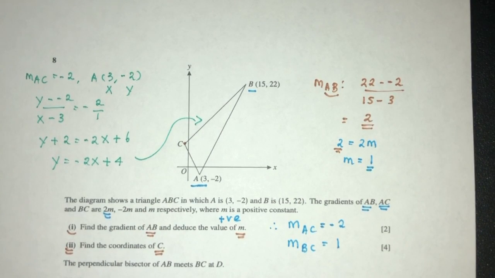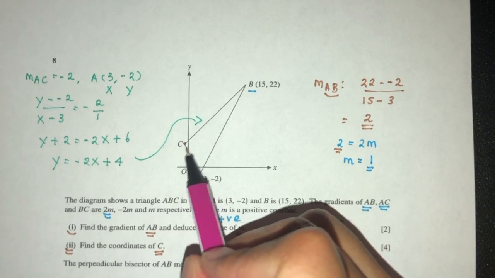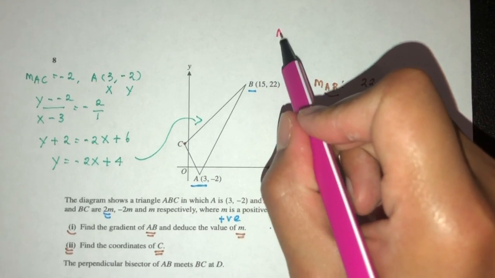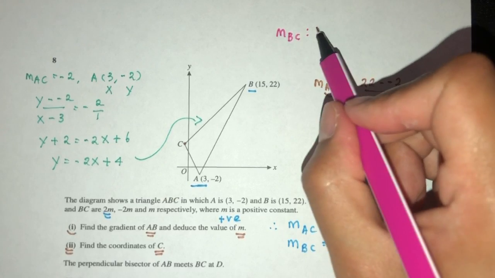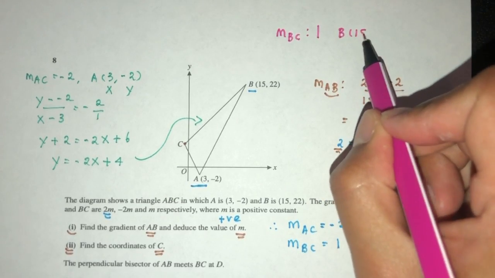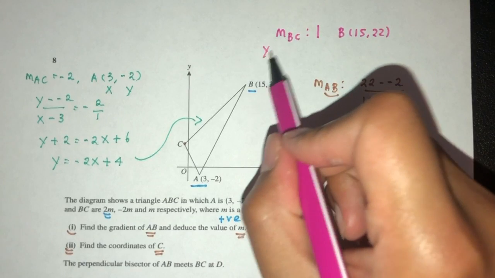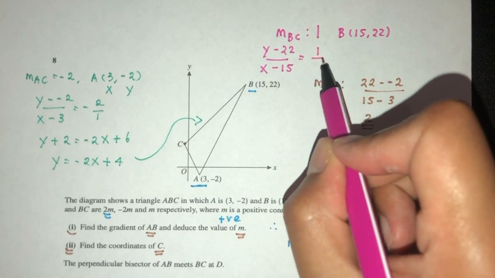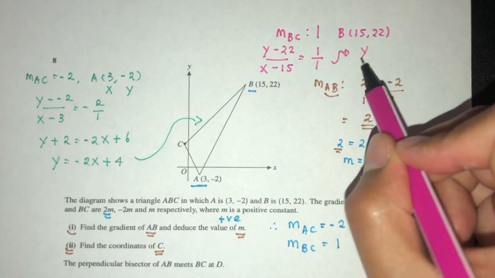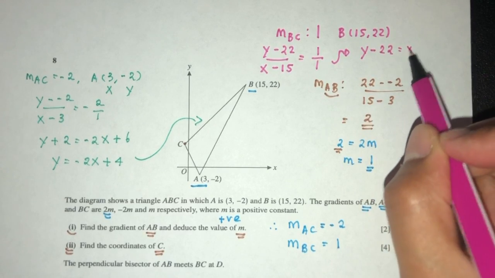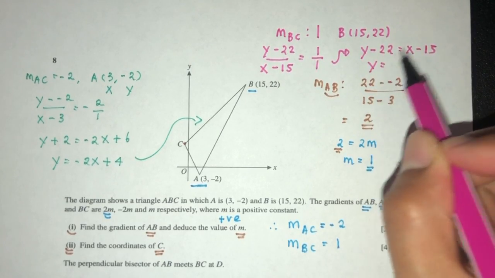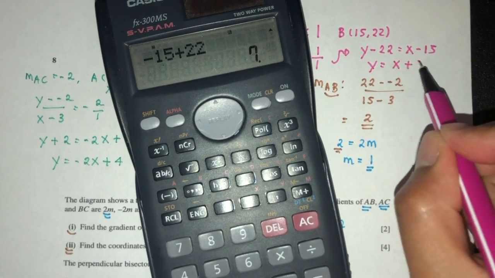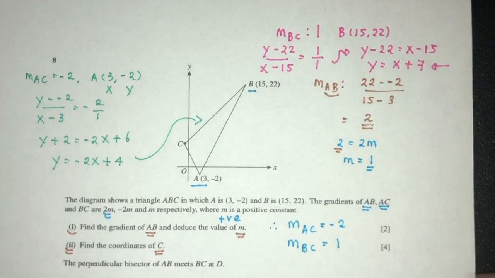Now what else? We have to find the equation of the line BC now. So AC is this one, and we have to find BC. The gradient of BC is given to you by 1. The passing point is B, which is (15, 22). So (y minus 22) over (x minus 15) has to be 1 over 1. Cross multiply, you will have y minus 22 is equal to x minus 15. Y is equal to x minus 15 plus 22, which is plus 7. That should be the equation of the line BC.